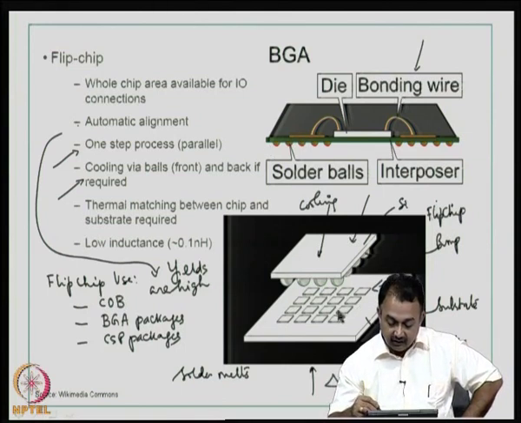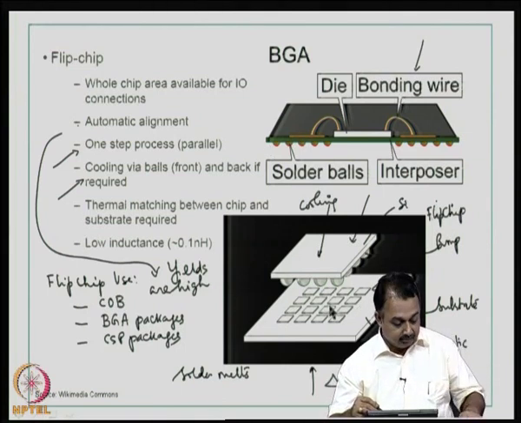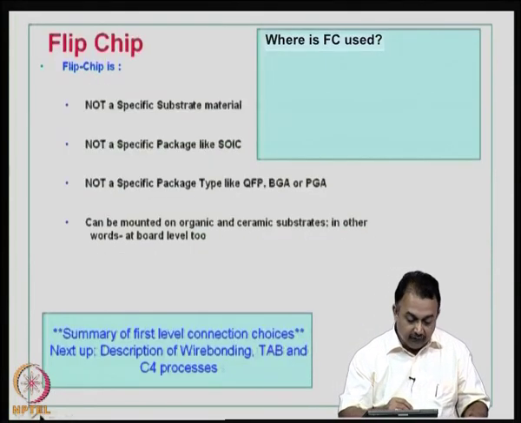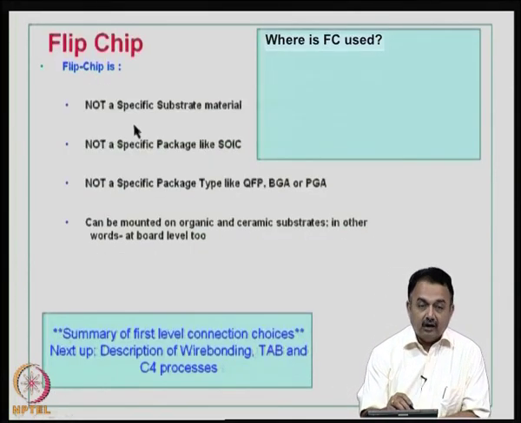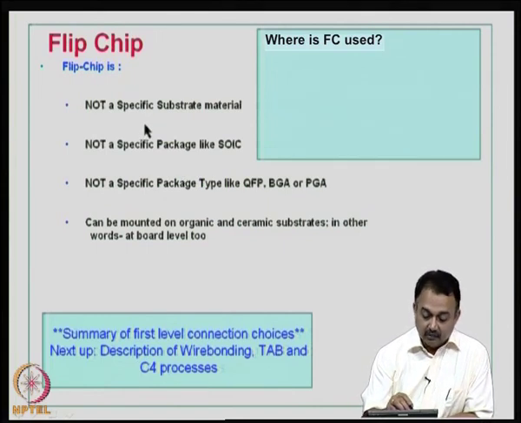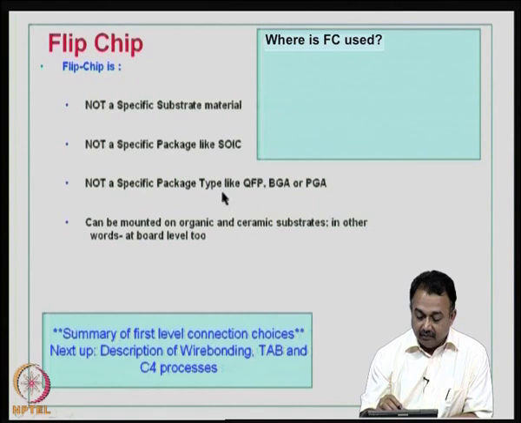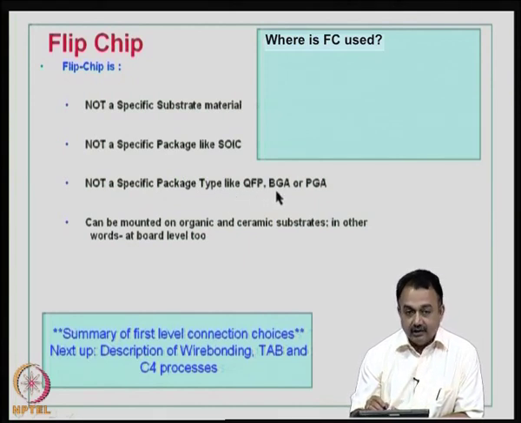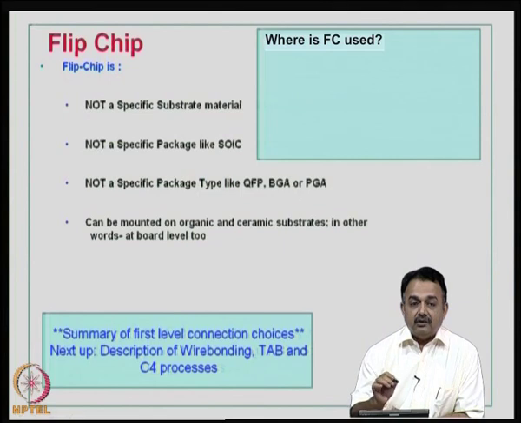And in this case, it is a different process altogether. So, a flip chip is not a specific substrate material, you must be clear about it. This is not a specific package like SOIC, small outline integrated circuit. This is not a package. This is not a specific package type like QFP or a BGA or a pin grid array. This is basically a chip connection choice. Please do not confuse a flip chip with a package. It is not a package at all.